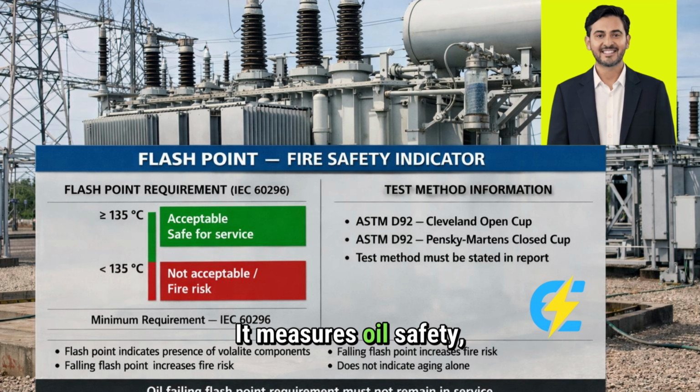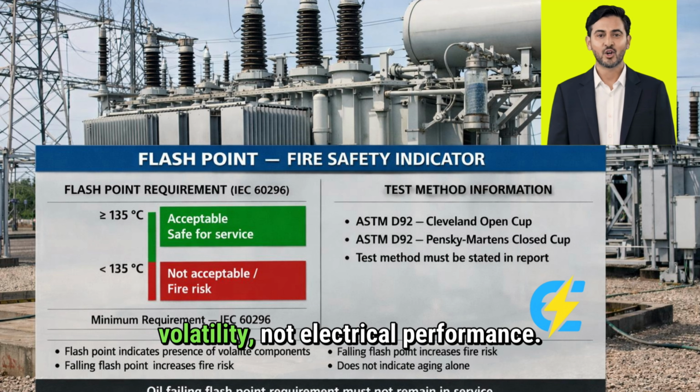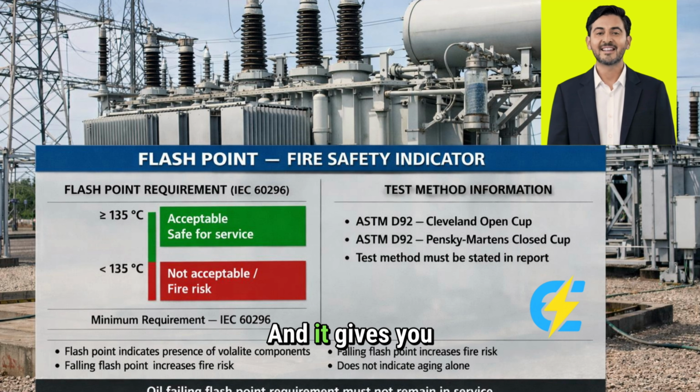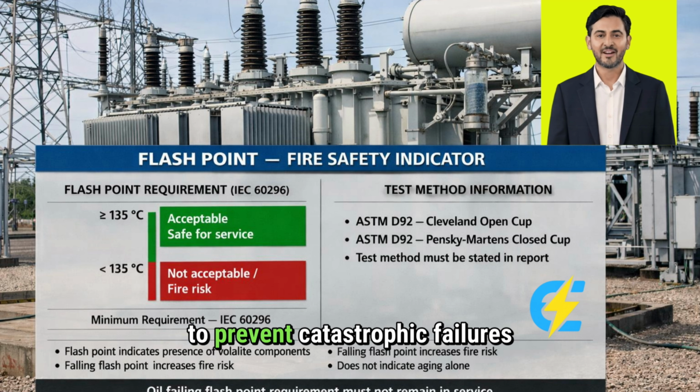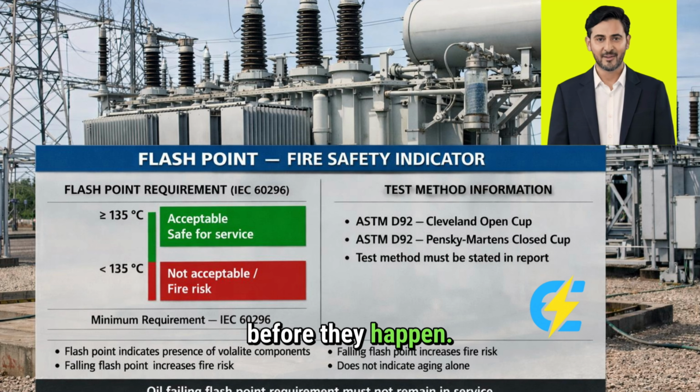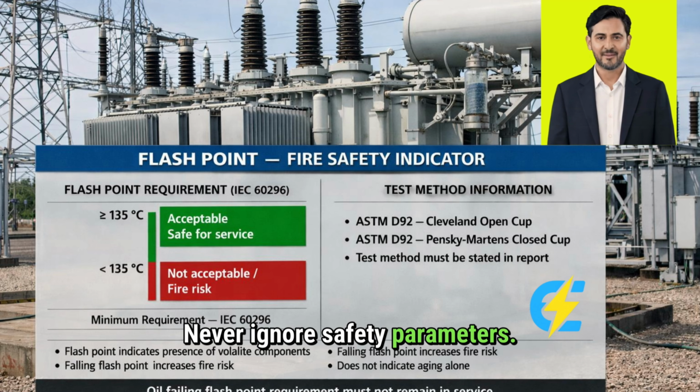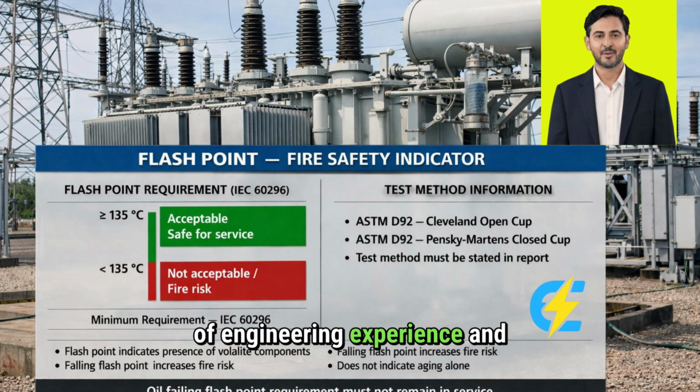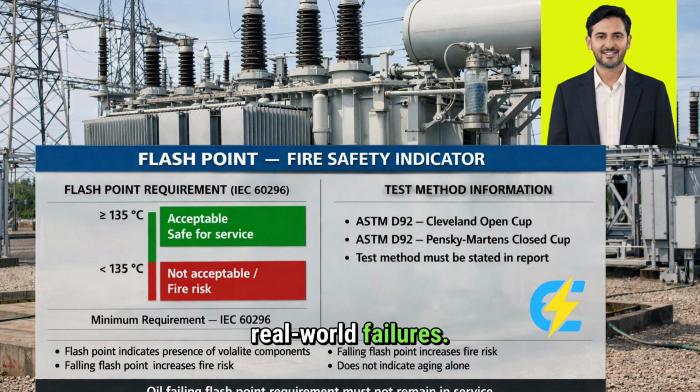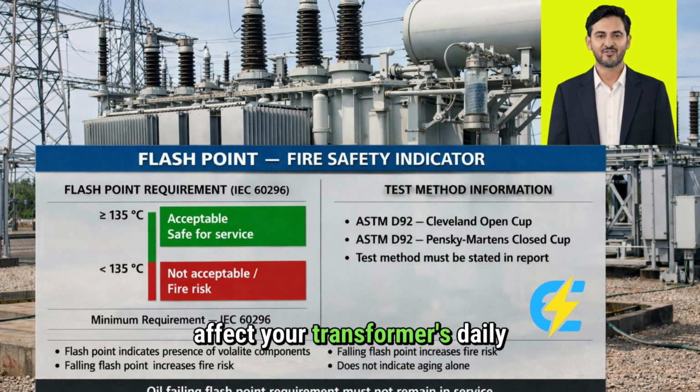It measures oil safety, not aging. It tells you about volatility, not electrical performance. And it gives you the information you need to prevent catastrophic failures before they happen. Never ignore safety parameters. They exist for a reason, backed by decades of engineering experience and real-world failures. Flashpoint might not affect your transformer's daily operation, but it absolutely decides what happens when something goes wrong.